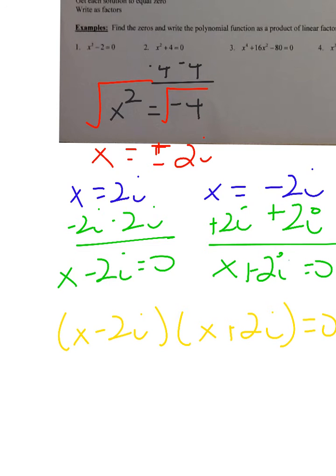All right, let's take a look at number 3. Okay, so number 3 is a trinomial, so I'm going to use master product to solve this. And when I use master product, I multiply the first times the last, and I get negative 80x to the 4th.